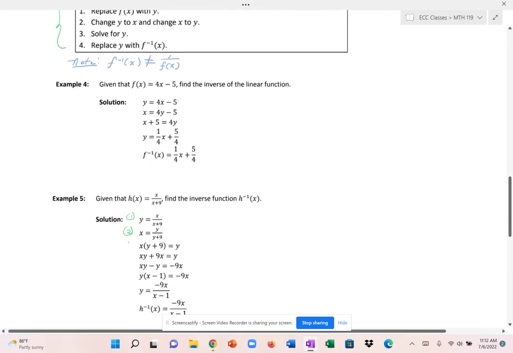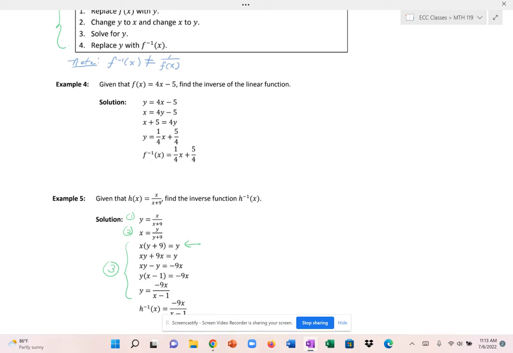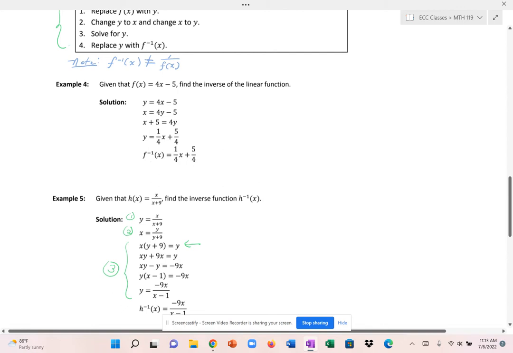And all of this work is step 3. So first thing I did here was I cross multiplied. So I have x times y plus 9 equals y. Then on this line, I know that I need to solve for y, but right now I have y's on 2 different sides of the equation. So I need to get my y's on the same side and then be able to isolate it.